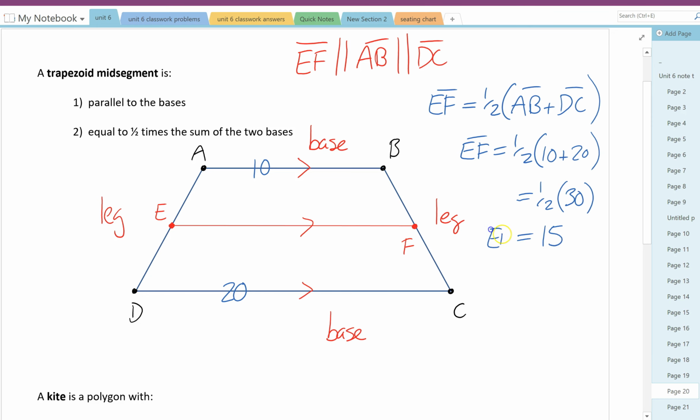So EF, the trapezoid midsegment here, this line is going to be 15. And so there's the formula, but another way to think about it is that a trapezoid midsegment is basically halfway between the sizes of the two bases, right? 15 is halfway between 10 and 20. So if that's easier for you to think about it that way, do that. If you like using the formula, use the formula.